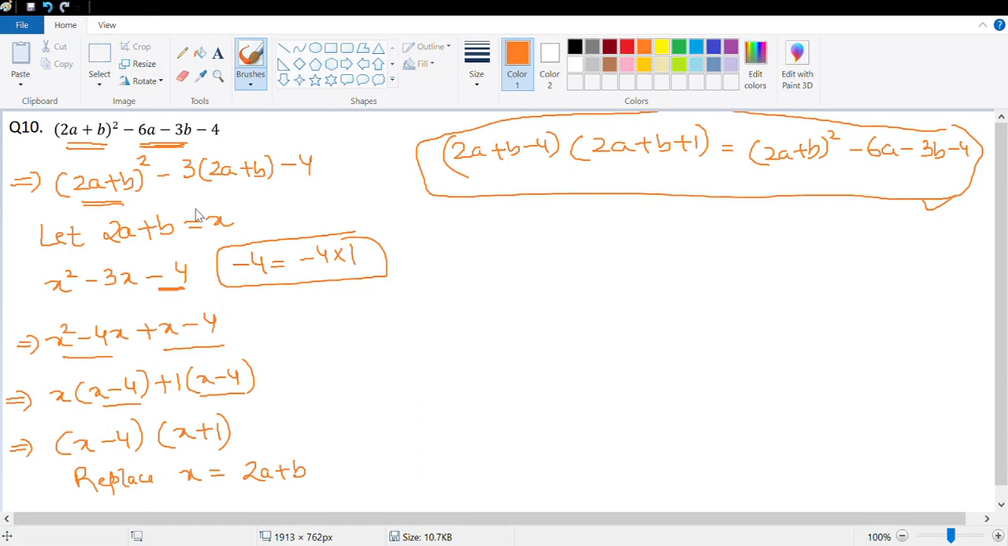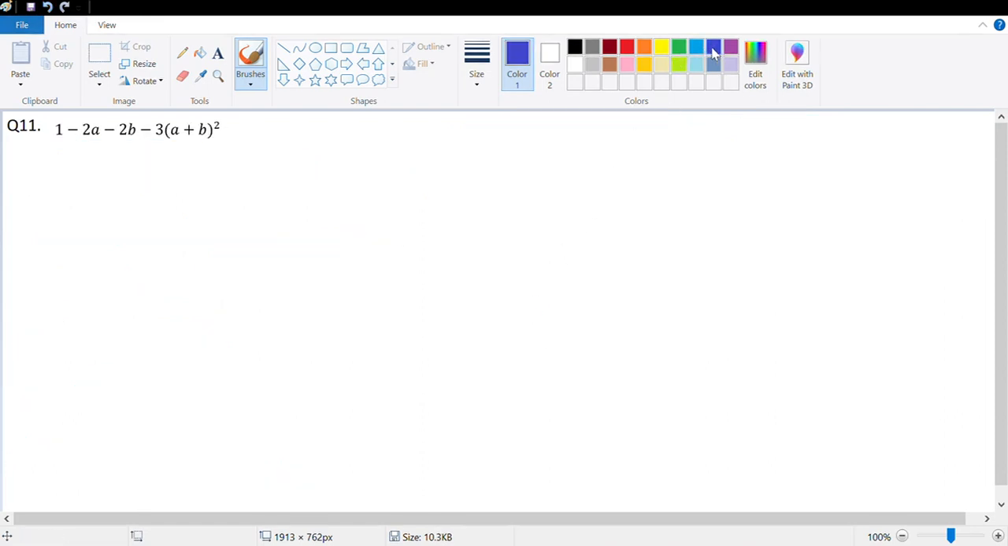Let's look at the next question. The next question we have is question number 11. 1 minus 2a minus 2b, and so on. Again, a similar question like the way we did earlier. I notice a plus b, and this can also become a plus b. So 1 minus 2 times a plus b minus 3 times a plus b whole square.